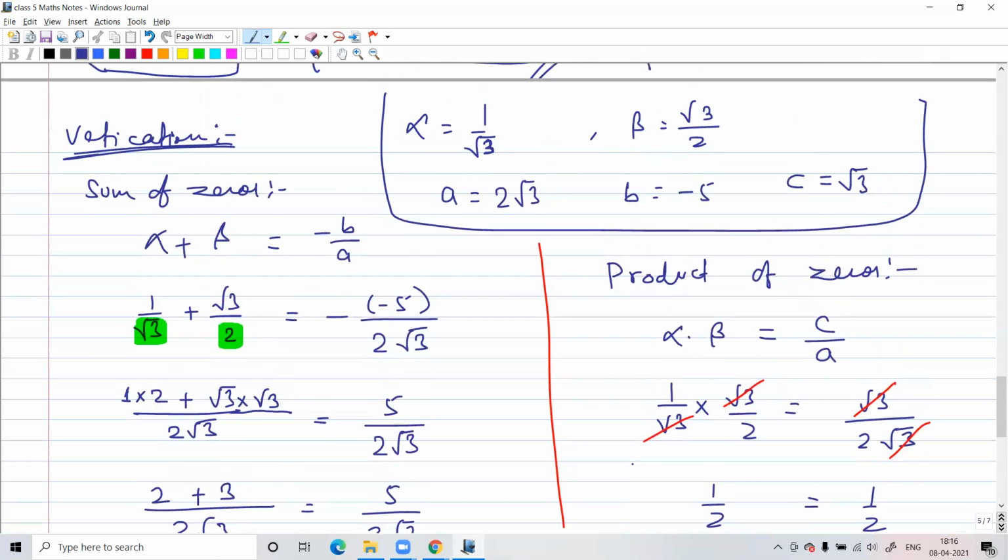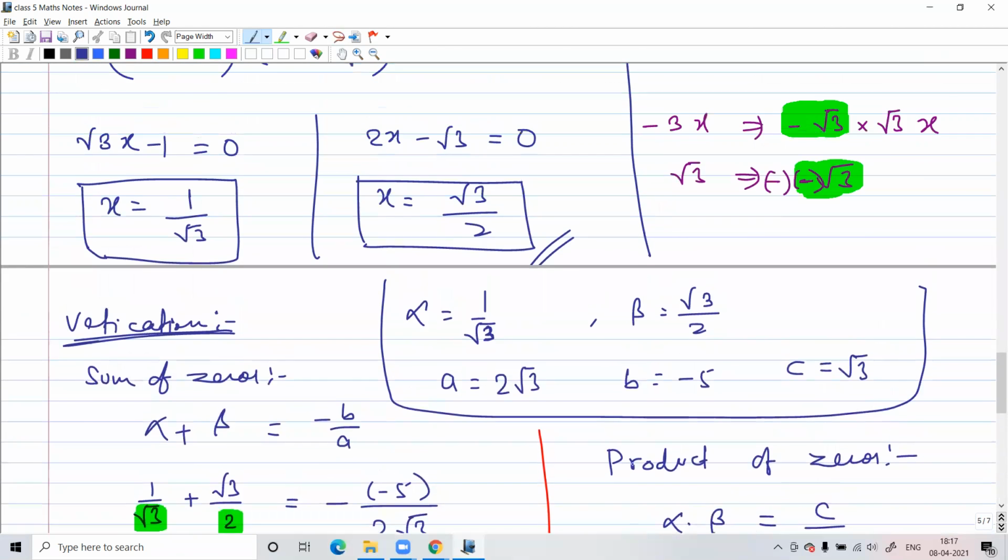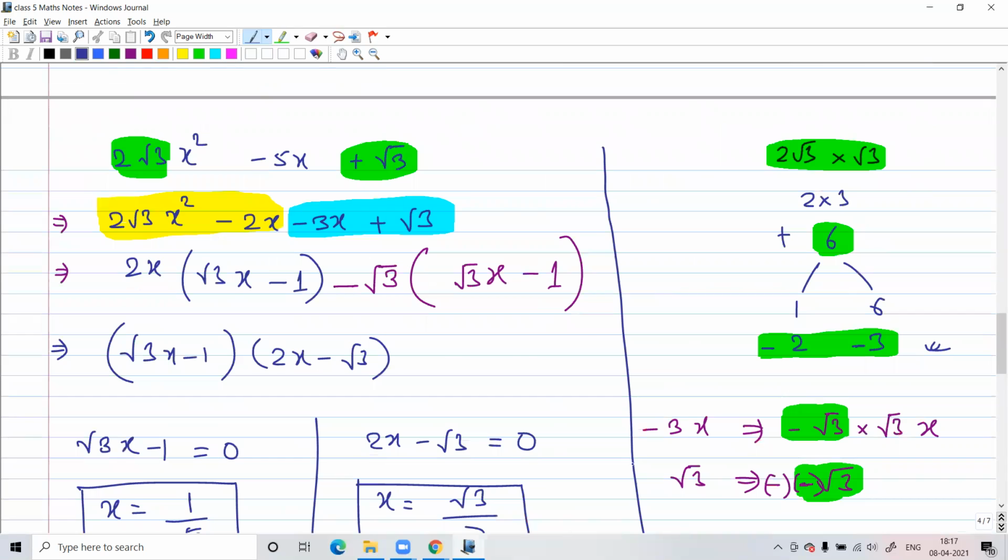This sum you can go through in the video at least a few times. Make sure you understand how to handle whenever there are roots in the numbers. Okay. Okay, sir.